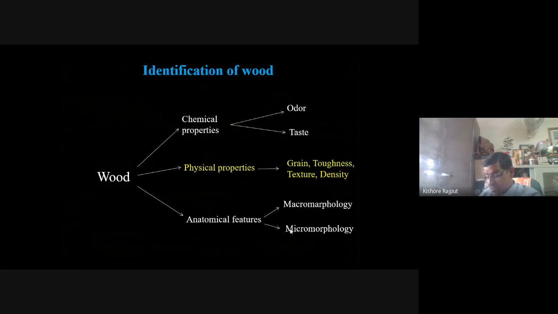Now there is another technique of wood identification, that is in the absence of even morphological features. Suppose you have 1 cubic centimeter of a wood piece, by which you can identify wood up to the genus and species level using these three different criteria: chemical properties, odor and taste, then physical properties, how it looks, then anatomical features, macromorphology and micromorphology.